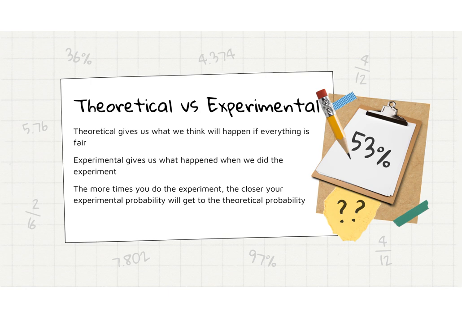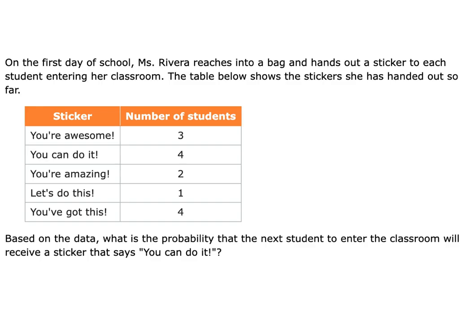So for instance, if I flip a coin 1,000 times, I'm going to get pretty close to a 50% probability of getting heads. I might not get exactly 50%, but I'll get close. And if I do it 10,000 times, I'll get even closer to that 50%. That brings us to our first example.